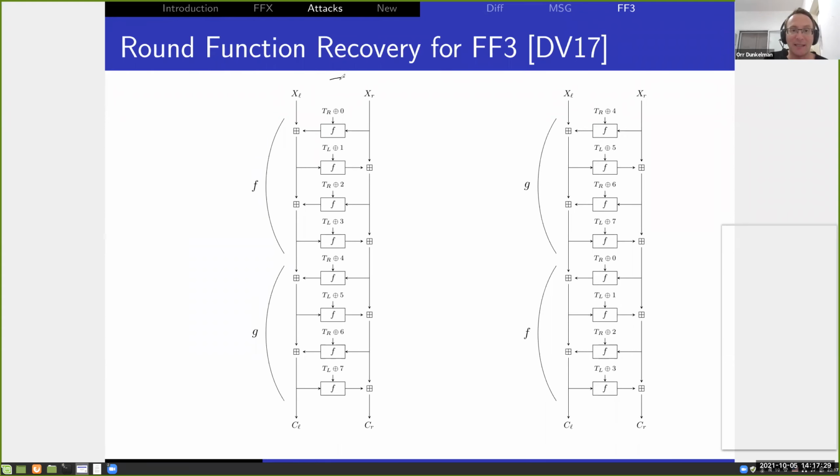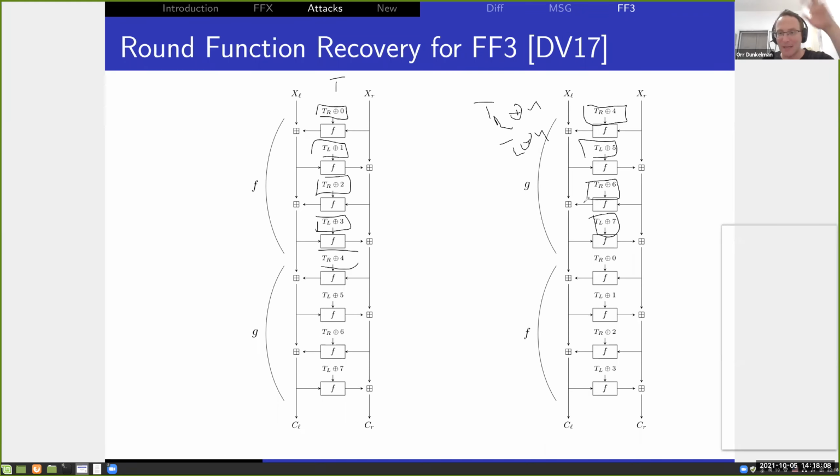The encryption under T, the tweaks, is TR XOR 0, TL XOR 1, TR XOR 2, TL XOR 3, this is just counting, and XOR 4, XOR 5, XOR 6, XOR 7. In the right-hand side, I remind you, we picked the tweak to be TR XOR 4 and TL XOR 4, right? So this is TR XOR 4, this is TL XOR 4 plus 1, which is TL XOR 5. And this is plus 2, and this is plus 3. Again, with very high probability, I'm disregarding here a few small things, but it works.